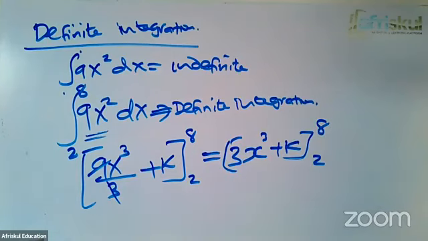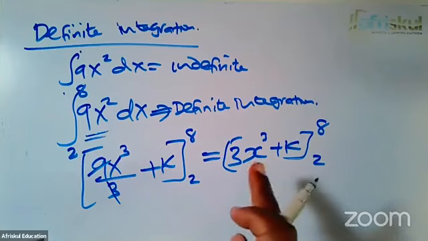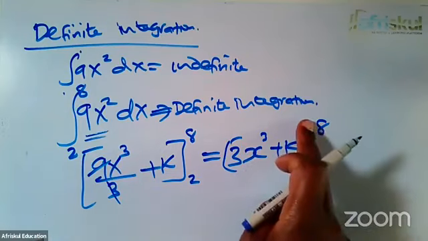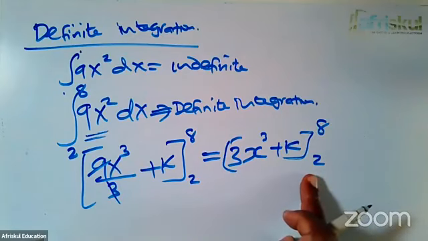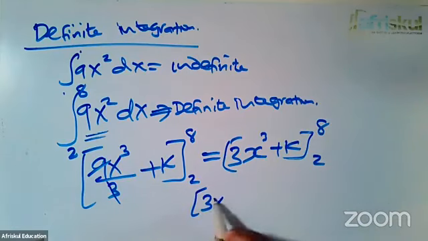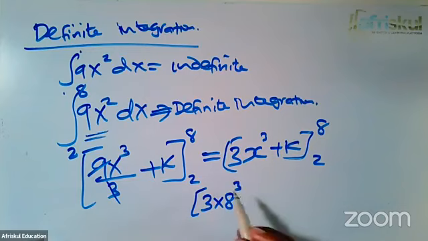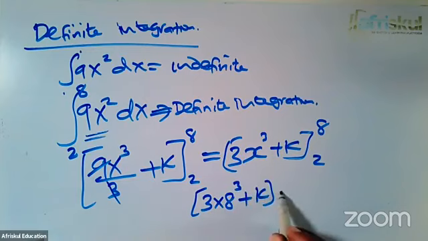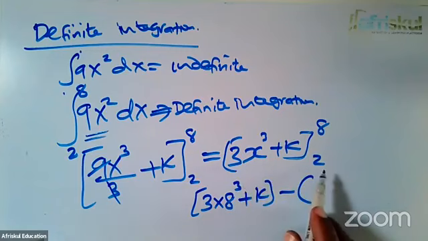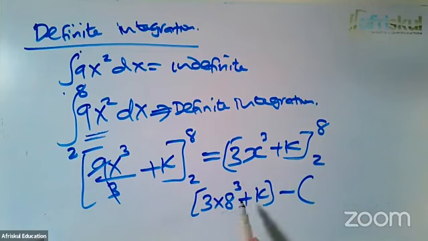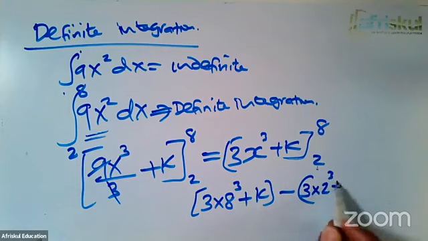Because of the concept of definite, what we're going to do is to plug in the value of x. We know x is 8, and at the same time, we have its lower limit of 2. So we start by assuming x is the higher. 8 raised to power 3 plus k. And then minus the same function, but this time substituting for the lower limit. So this will be 2 raised to power 3 plus that k.